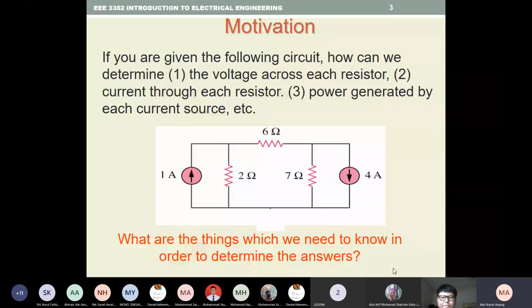So this is a very simple circuit. We need to find all these values. And how to do it? We have those 5 methods. And the first one that we are going to learn today is nodal analysis, or node analysis, or node voltage method.